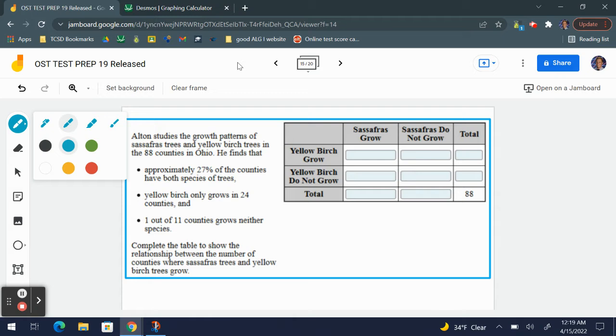So with that being said, we need to calculate some data, but we can see here we total 88. That makes sense because Alton studies the growth patterns of sassafras trees and yellow birch trees in 88 counties in Ohio. A little tidbit, we do have 88 counties in Ohio. He finds that approximately 27% of the trees have both species. So the cell that grows both is this cell right here. What is 27% of 88?